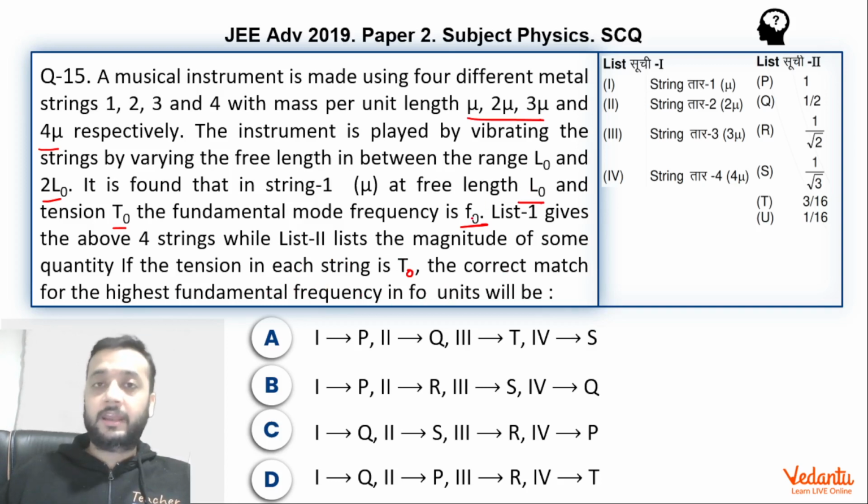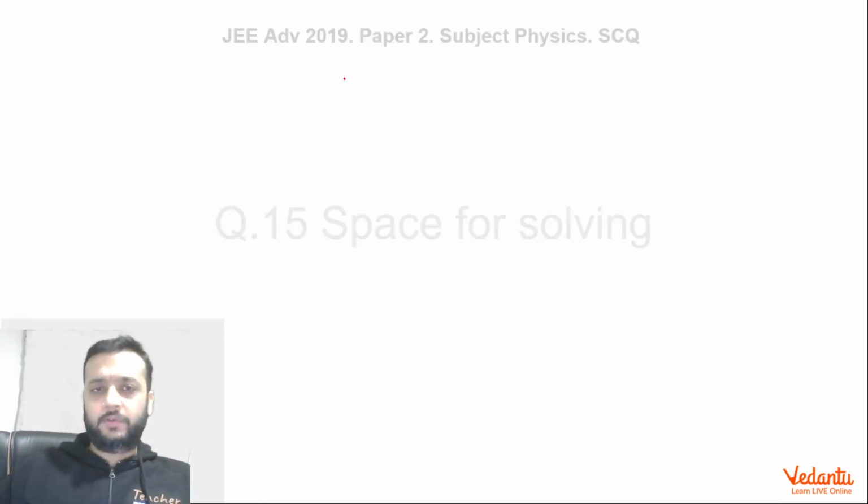What was F0? F0 was the fundamental frequency of the first string. Okay, and its length was L0. So we have to find the highest possible fundamental frequencies of the remaining strings in terms of F0. Okay, so the question is very simple. Let's see what's happening over here.